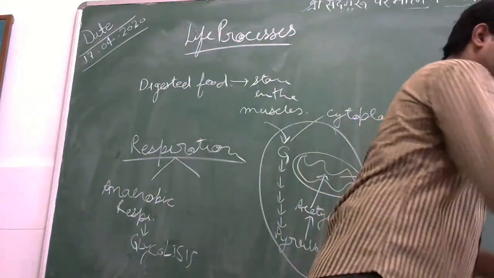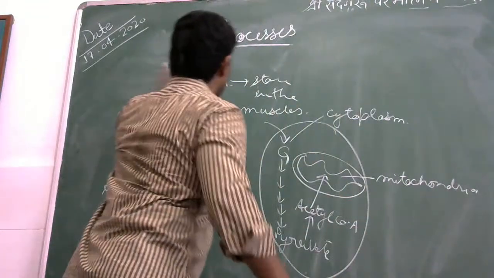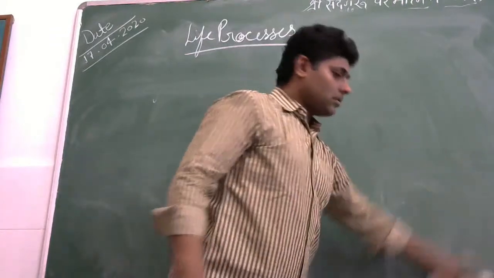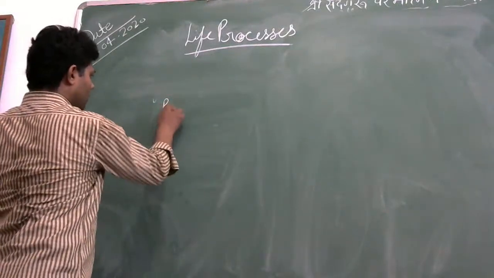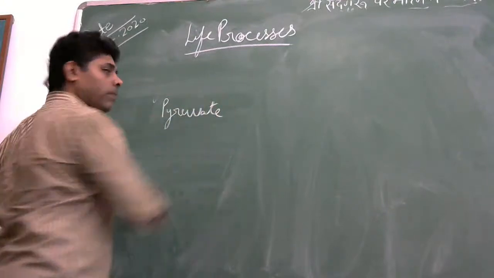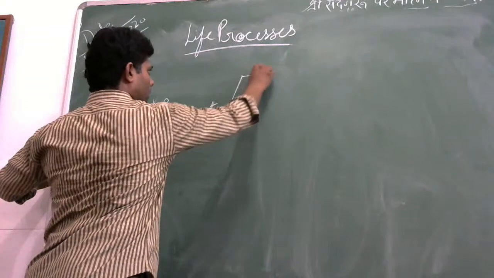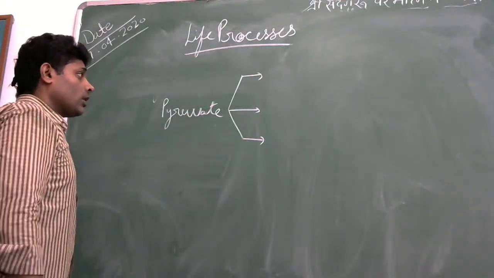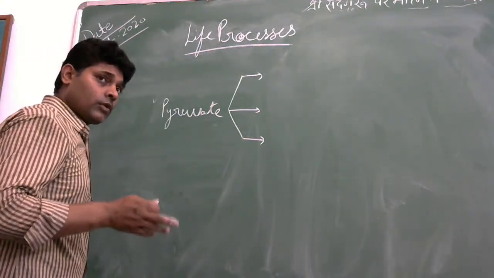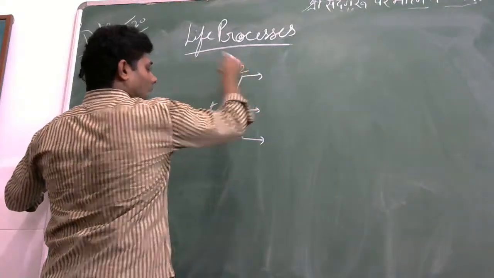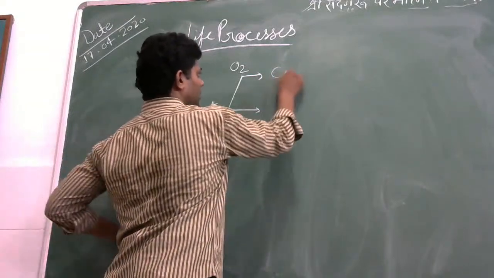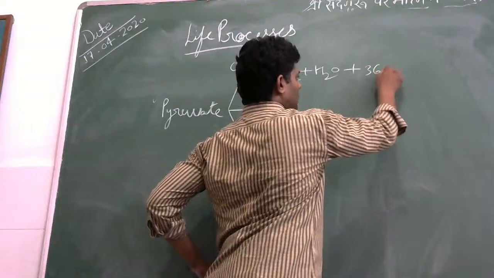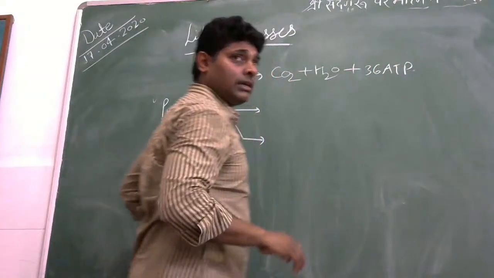Further, what will be the fate of pyruvate? This is the main important part. What will be the fate of pyruvate molecules? The fate of this pyruvate molecule depends on the presence or absence of oxygen. When oxygen is present abundantly, then this pyruvate molecule ultimately breaks down into CO2 plus H2O molecules and approximately 36 ATP, and this energy will be used for the functions.